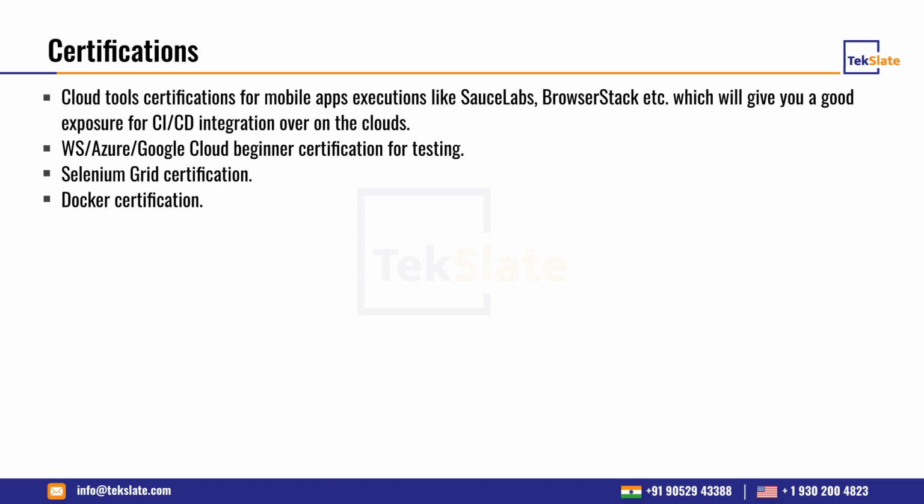Selenium Grid certification: a lot of things will come from Selenium Grid. Grid is also a concept, which is not mandatory to learn but is optional for you. Docker certification is also an interesting thing. A lot of companies are dealing with Docker. But in mobile automation it is optional. If you are dealing with Selenium web automation, then you may need to learn it. But if you are dealing with only mobile automation, then Docker is optional for you. It is good to learn. So this is all about the certifications.